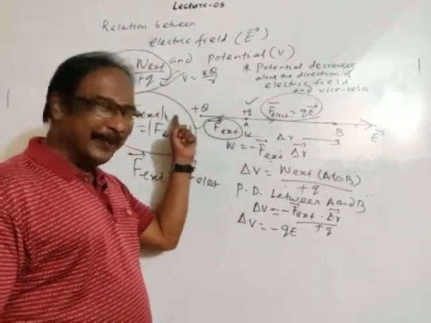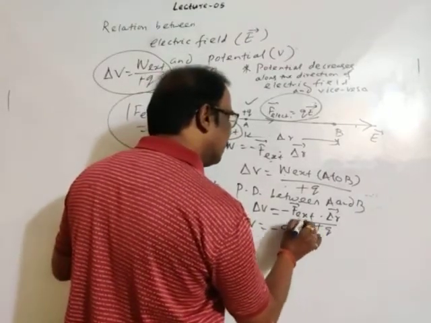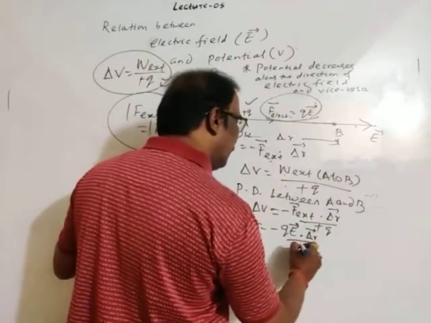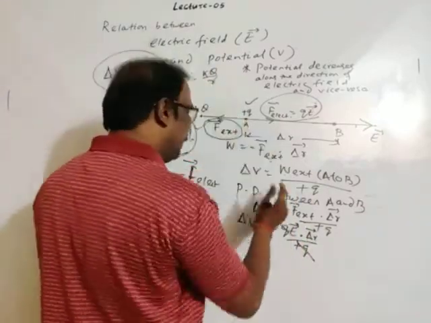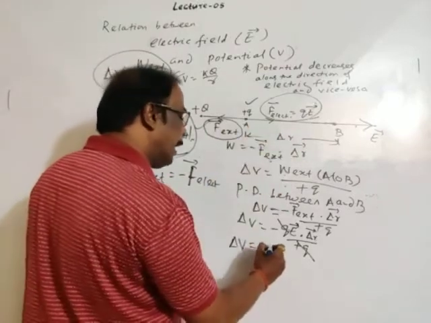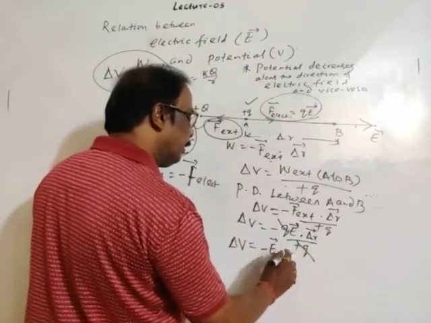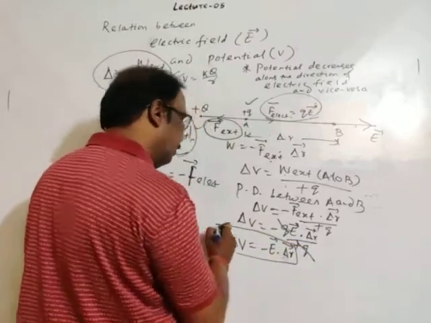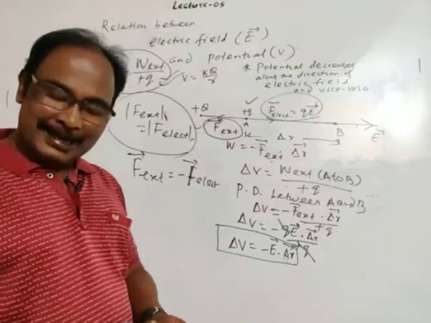We are applying this force. So minus QE dot delta r divided by Q. Q gets cancelled. So finally we may write the potential difference between A and B is minus E dot delta r. This is our formula. Potential difference is minus E dot delta r.